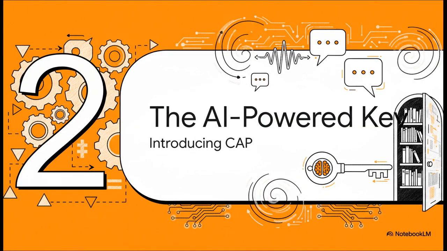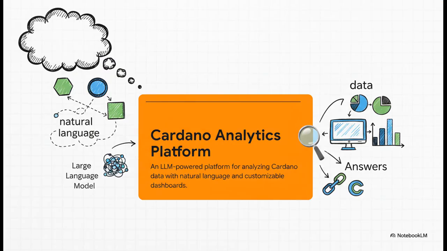And that's where the Cardano Analytics Platform, or CAP for short, comes into the picture. It's basically the AI-powered key designed to unlock that entire library of information for all of us, acting like a universal translator for the blockchain. So what exactly is CAP? Well, it's a platform that's powered by a large language model. Yep, the same kind of tech behind things like ChatGPT. It lets you ask questions about Cardano's data in plain English, and then it does the magic of turning the complicated answers into these really clear, easy-to-read visual dashboards.